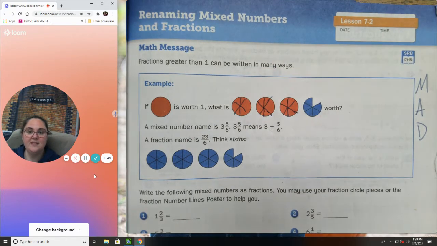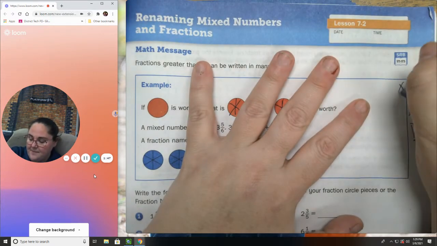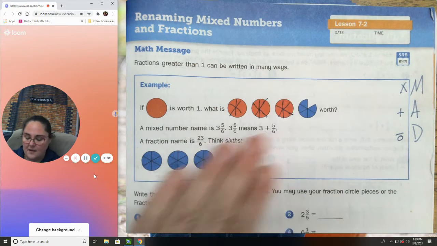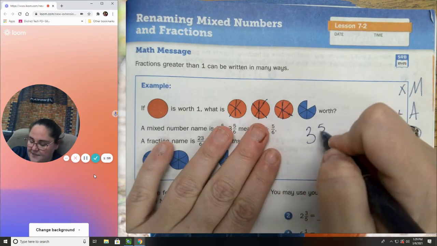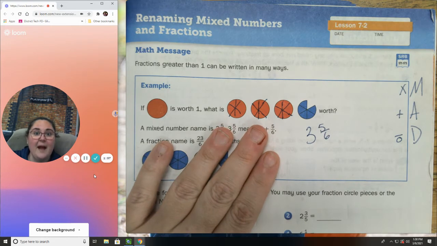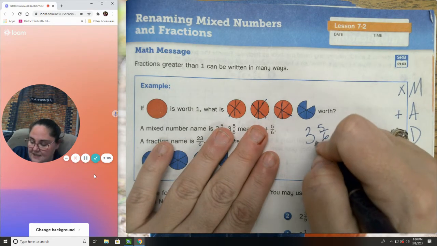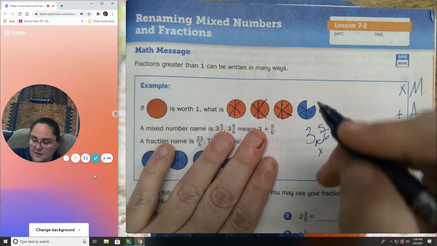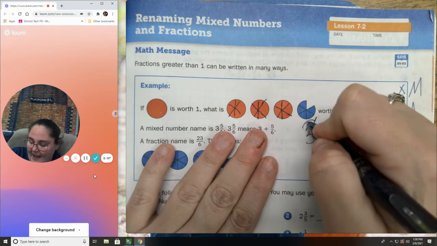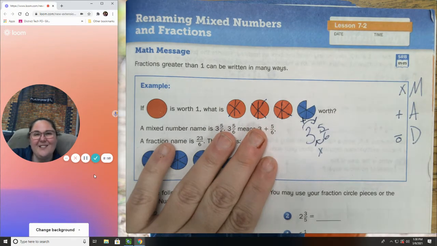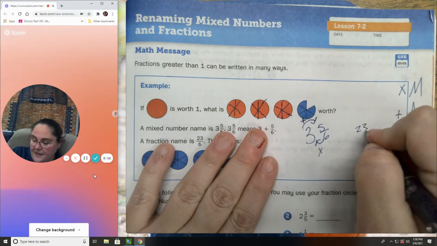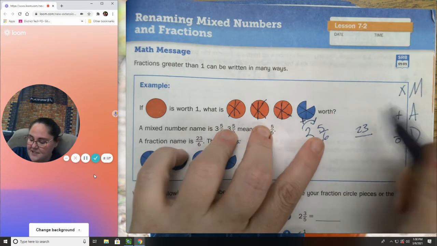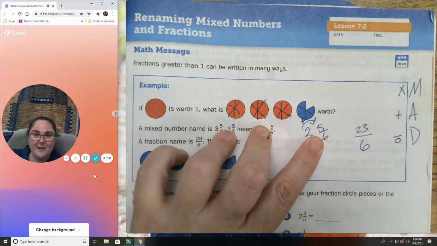Now, one of the ways that I taught you is we are going to multiply, add, denominator stays the same. So what that means is 3 and 5 sixths. You're going to start by multiplying, so 6 times 3, which is 18. Then you're going to add, so 18 plus 5 is 23. And then finally, my denominator stays the same. If my denominator was 6 to begin with, guess what? It's 6 again.